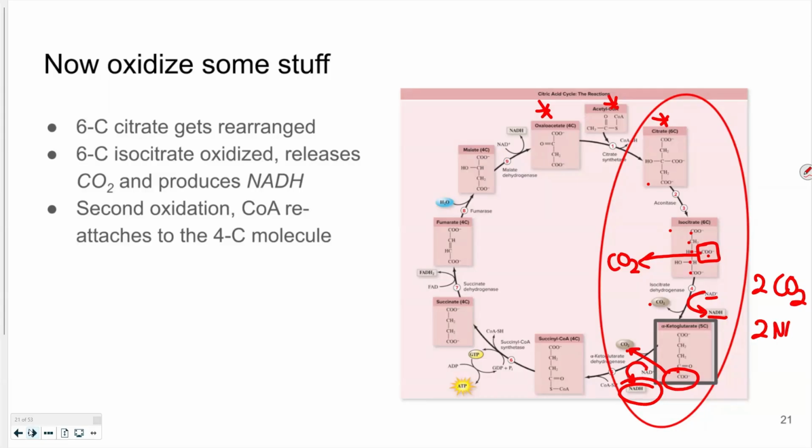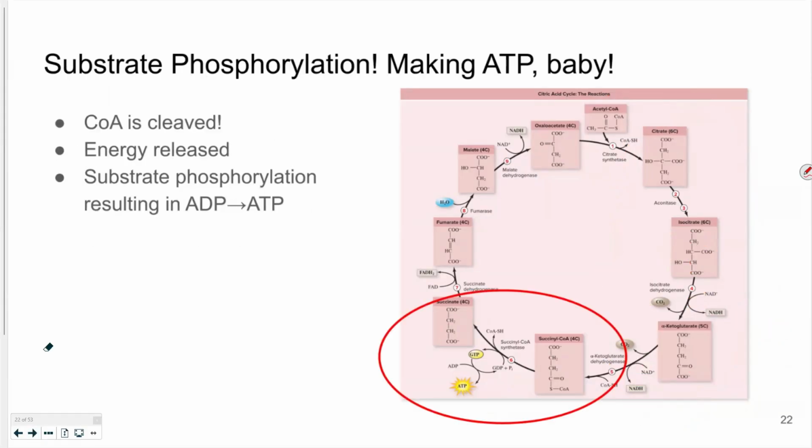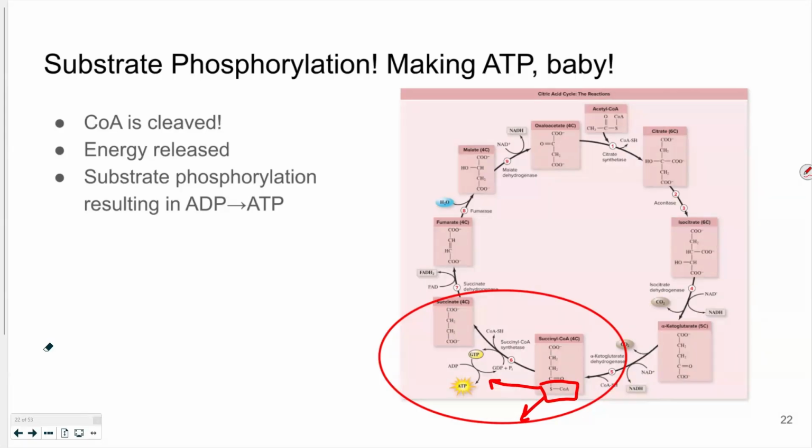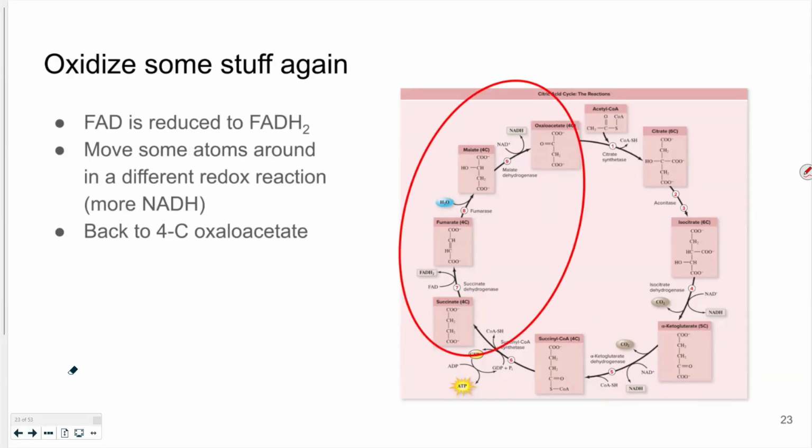So far, we've produced 2 carbon dioxides and 2 NADHs. So the next thing that we're going to do is take that coenzyme A and pull that off. As we pull that off, that's going to allow us to produce ATP. That's another substrate phosphorylation event. Now what we have left is a 4-carbon sugar.